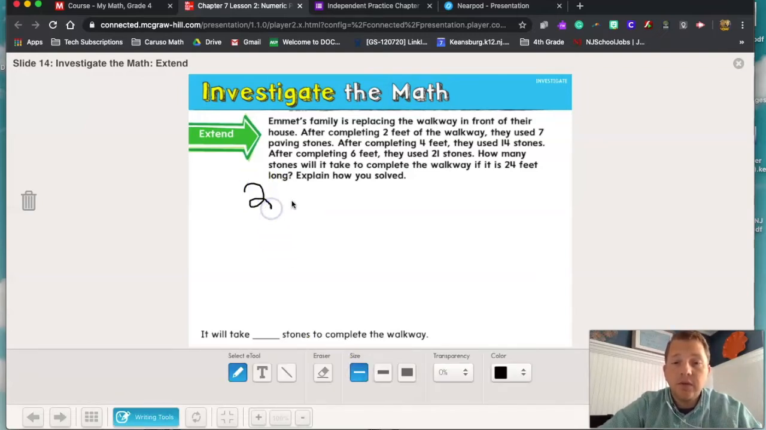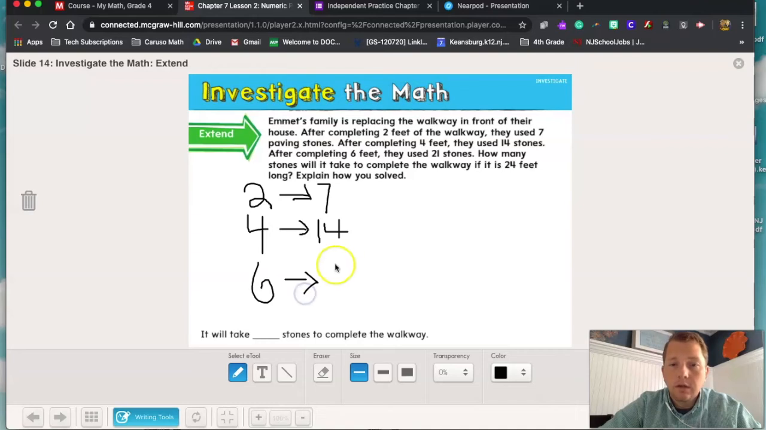We got 2 feet. They use 7 stones. And then we go to 4 feet, and they used 14 stones. And then the next one, we went to 6 feet, and they used 21 stones. So this is what we need to figure out. How many stones? We got to figure out what the pattern is. What is this growing by? For the first one here, these grow by 2s: 2, 4, 6.